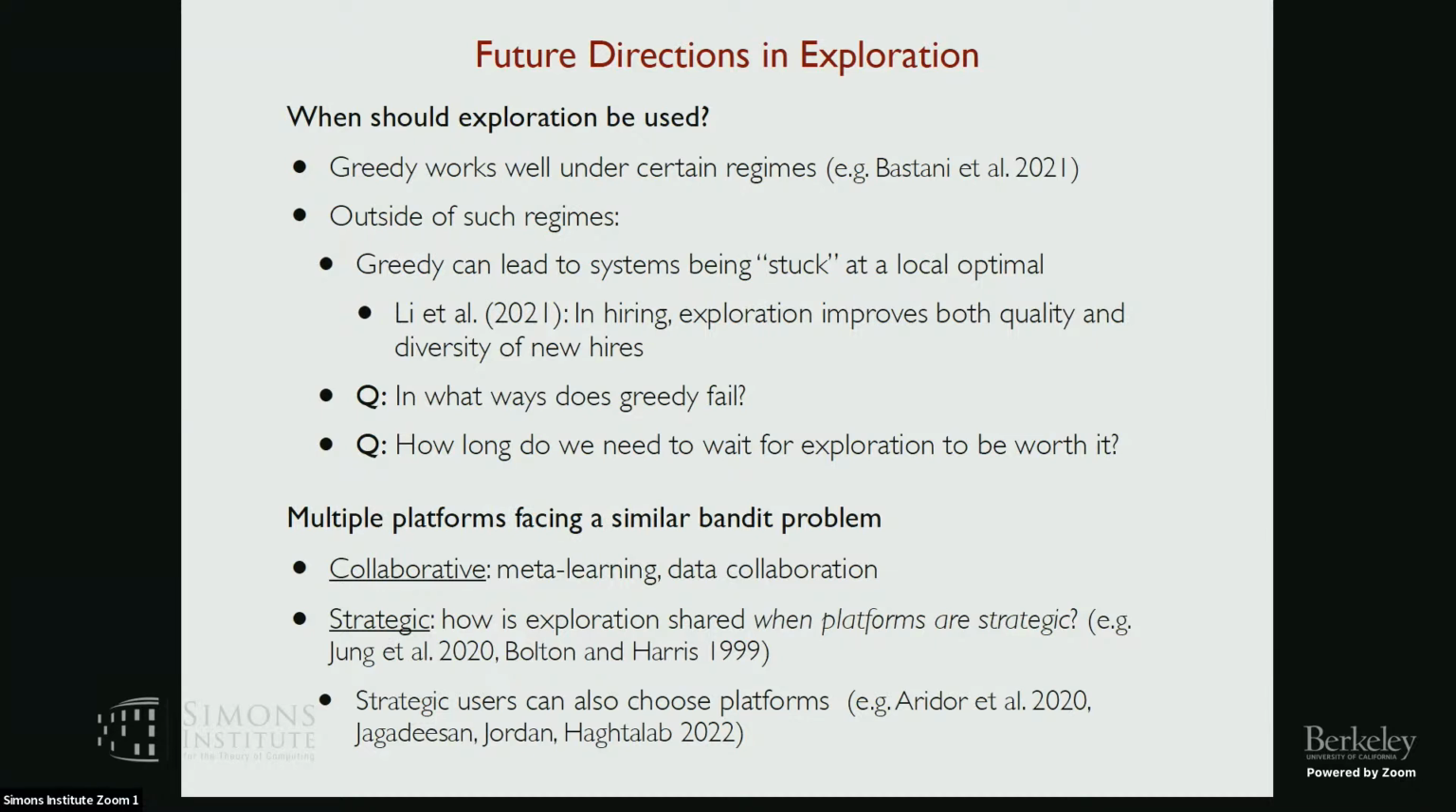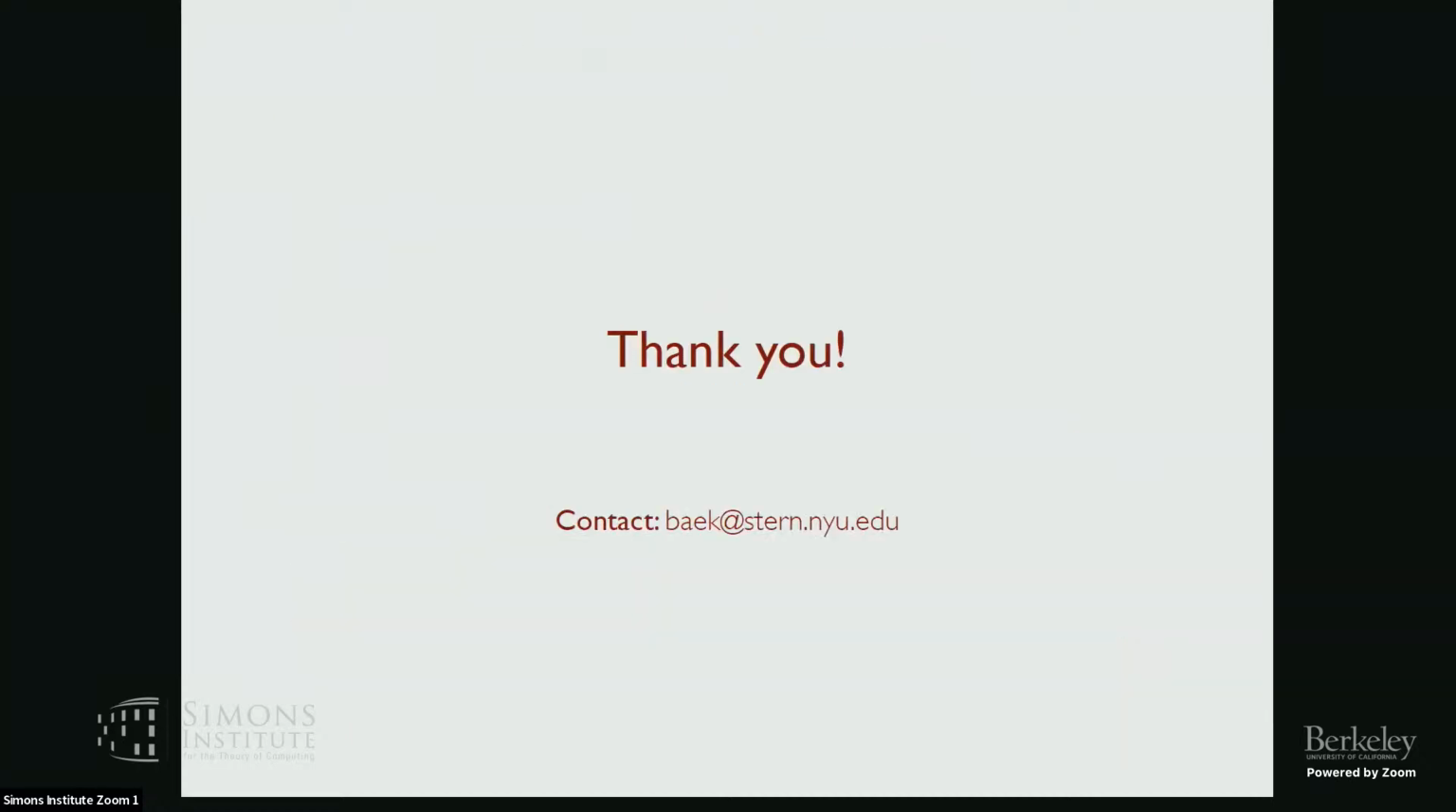But essentially, in all these questions I'm interested in, is learning going to be efficient? And also how is the cost of exploration divided amongst these different agents? And that's it. Thank you so much.